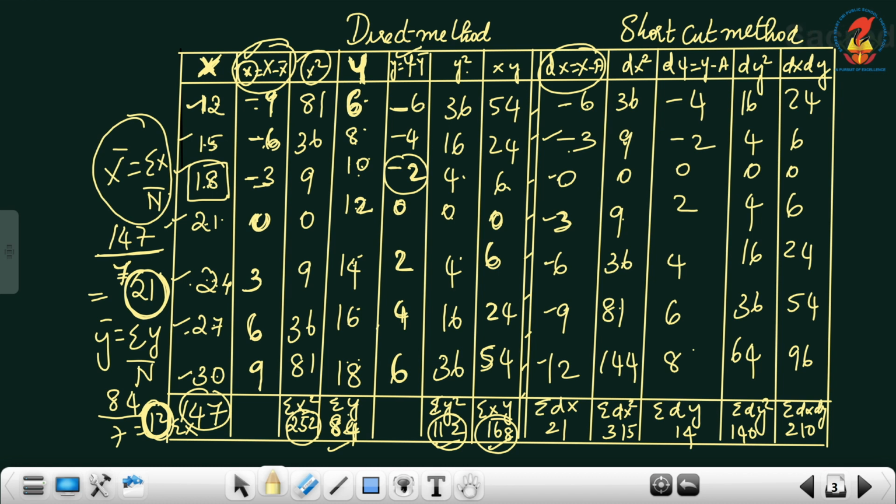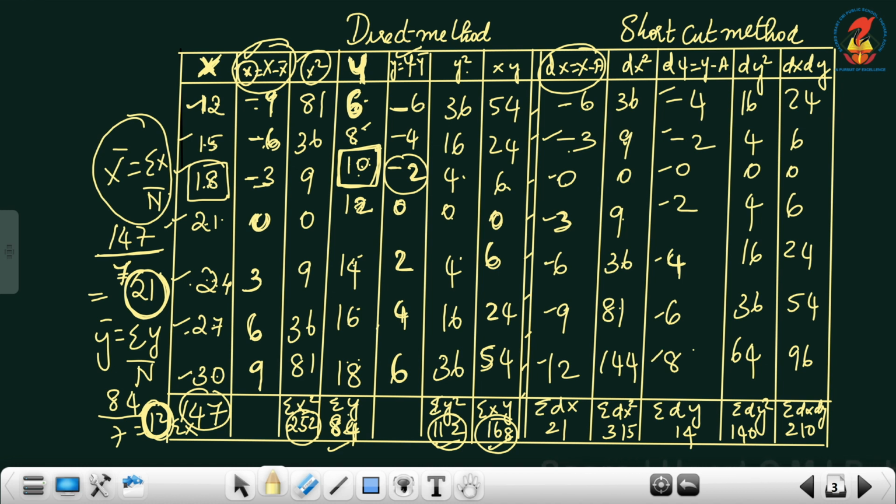How to find out dy? dy is equal to y minus a. That means from the y variable, this is the y variable in the question, isn't it? You have to take one assumed mean here too. Let us take 10 as the assumed mean. Now when you take 10 as the assumed mean, you have to find out the deviation dy. What is that dy? y minus a. That means 6 minus 10, that is minus 4. 8 minus 10, minus 2. 10 minus 10, 0. 12 minus 10, 2. Like that, the other values are 4, 6 and 8.